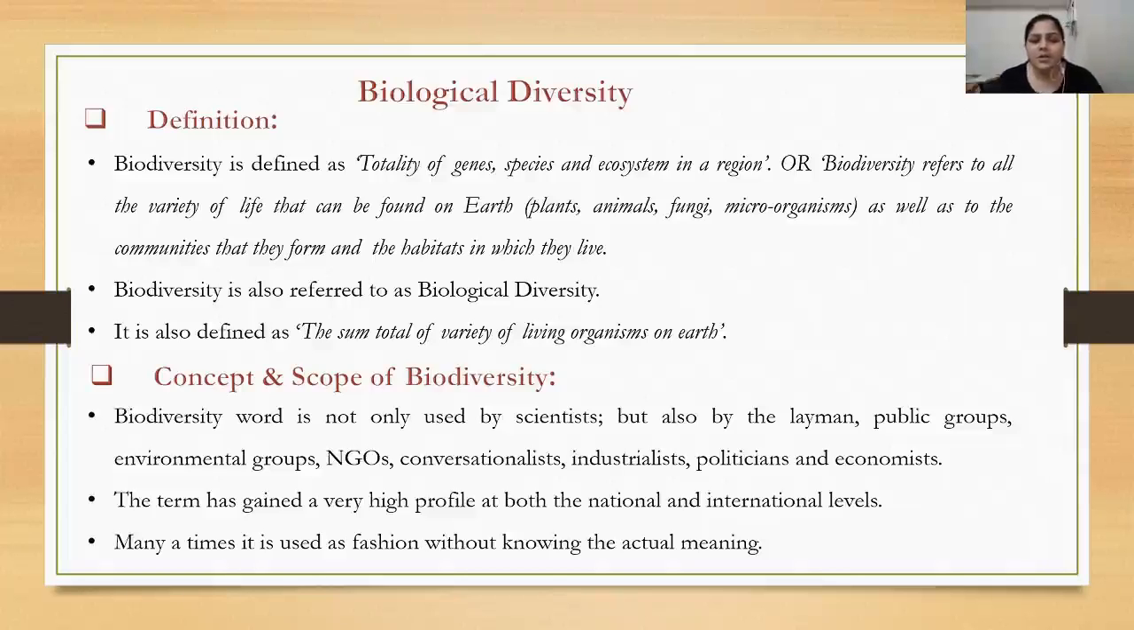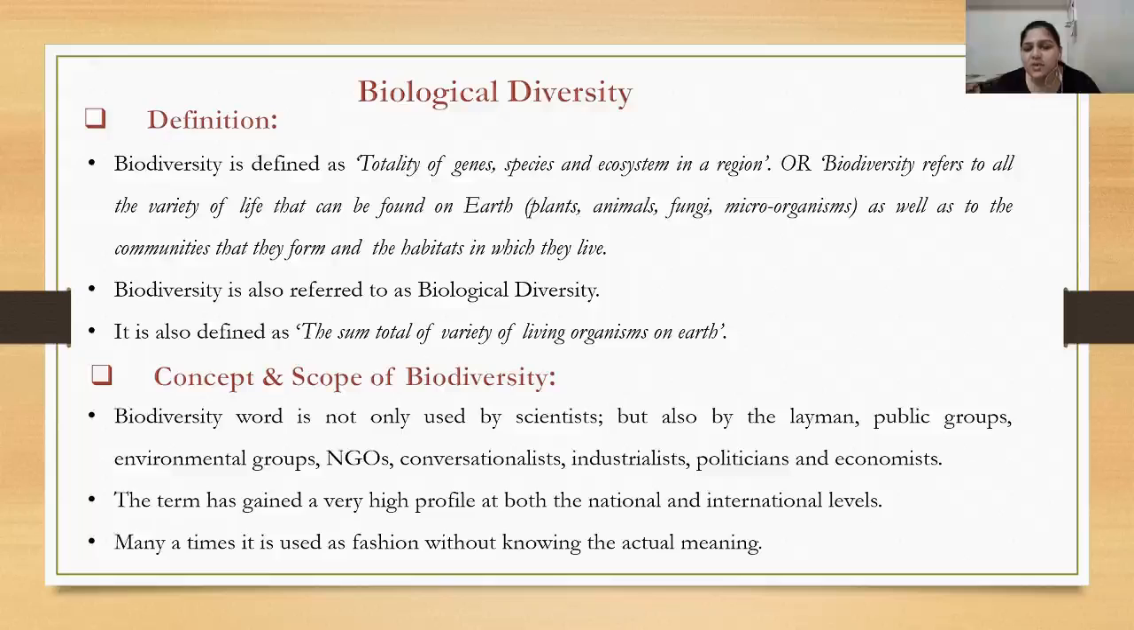Then the next term which we are going to study is biological diversity. So starting with the definition, biodiversity is defined as the totality of genes, species and ecosystems in a region. Or it can also be defined as: biodiversity refers to all the variety of life that can be found on earth, including the plants, animals, fungi, microorganisms, as well as the communities that they form and the habitats in which they live.